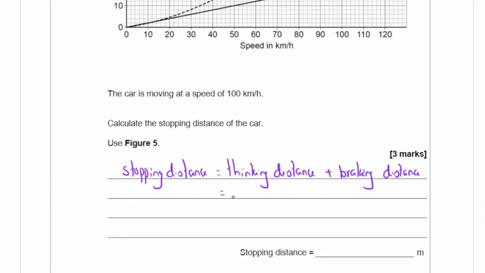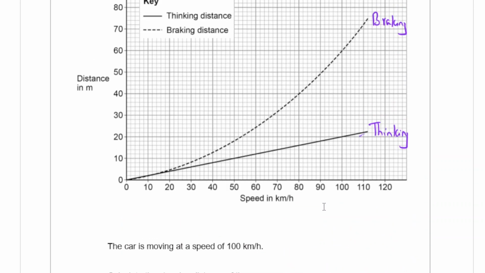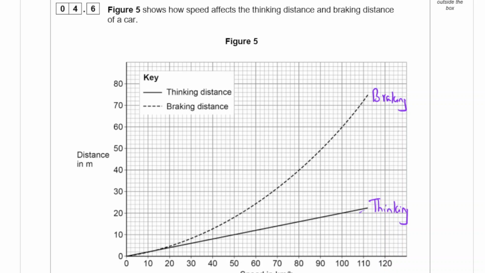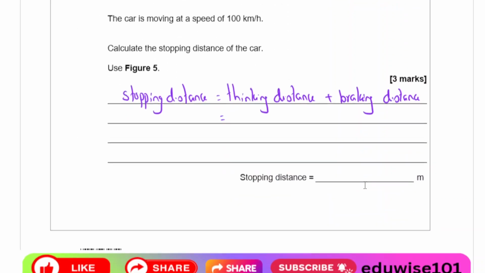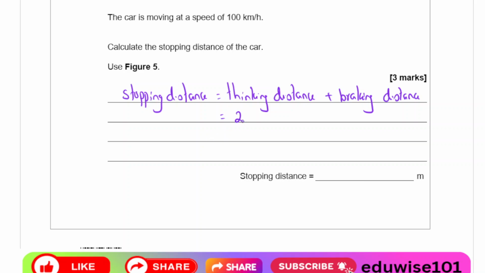So let's find the thinking distance and the braking distance at 100 kilometers per hour. So at 100 kilometers per hour, which is here, let me draw a straight line. So that point and this point, thinking distance is 20 and braking distance is 60. So we just add that up. 20 plus 60, that gives me 80 meters.